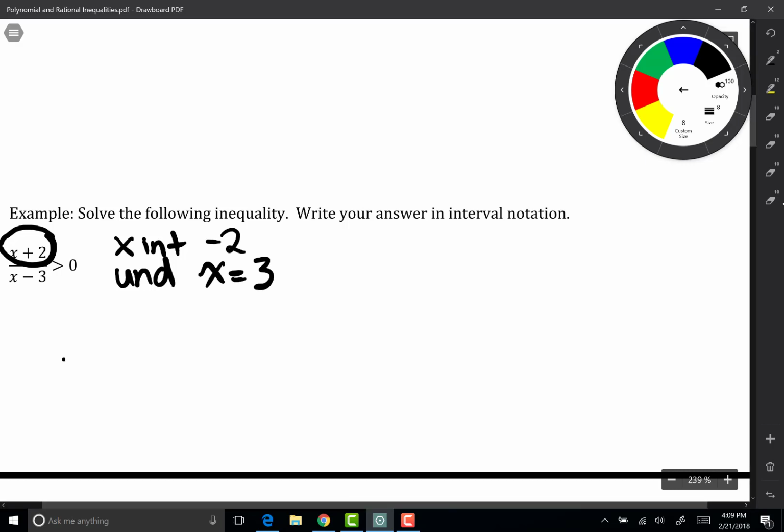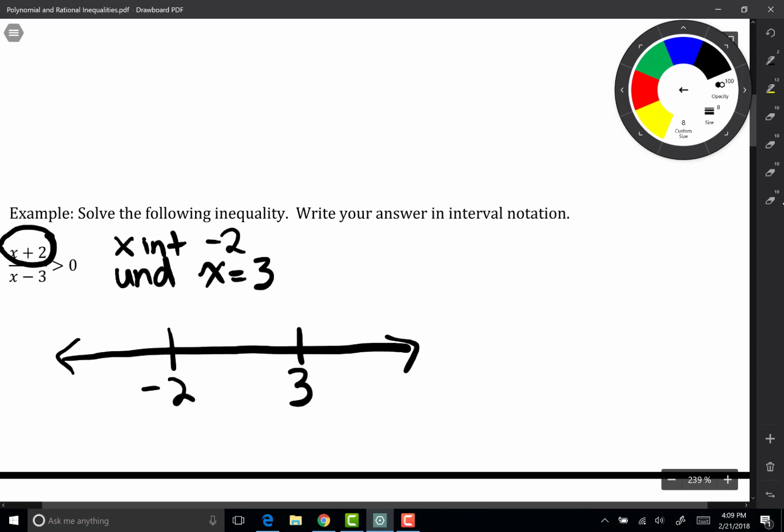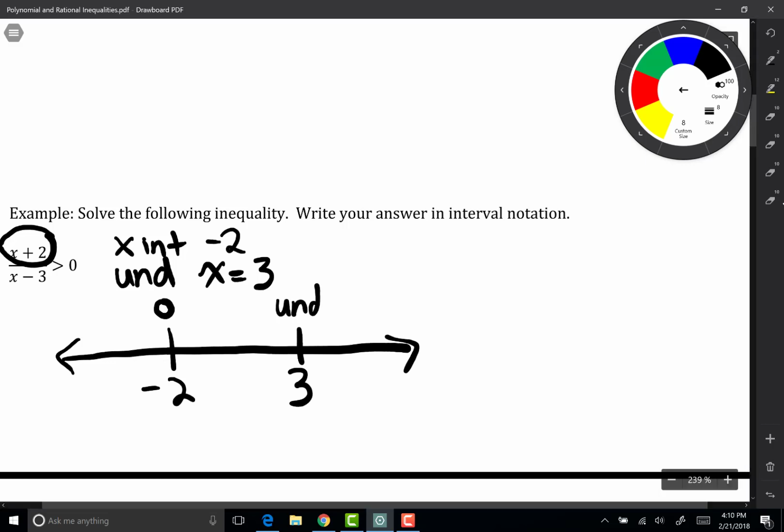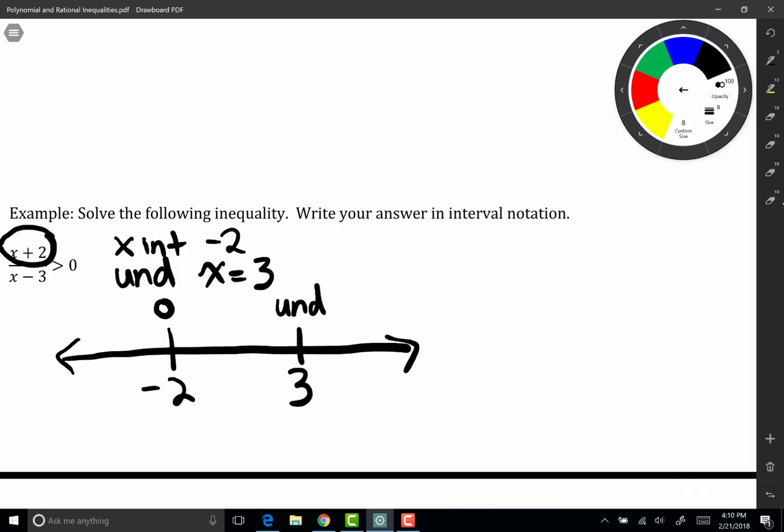So when I make my sign chart, make sure you put it in order like you would on a number line. I want to put the smaller value to the left. I have -2 here and 3 here. Since -2 is a 0 or an x-intercept, I want to make sure I label that with 0 above it. And then 3 is undefined, so I want to label that as undefined. That way, when we go to write down our final answer, we can use that information on how we labeled our graph to decide if we're going to include or not include any of those numbers.